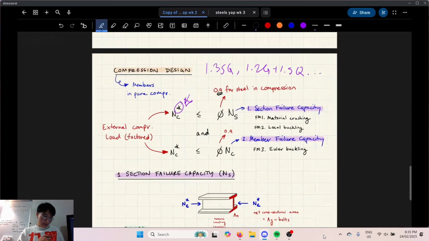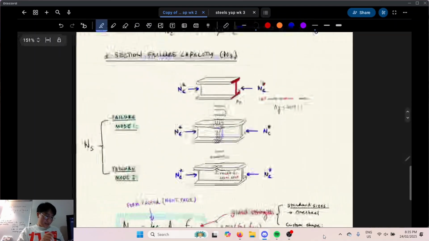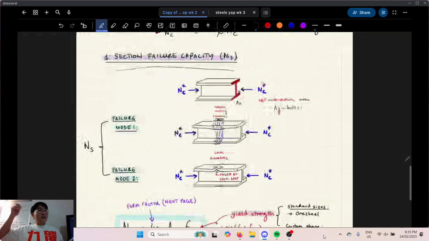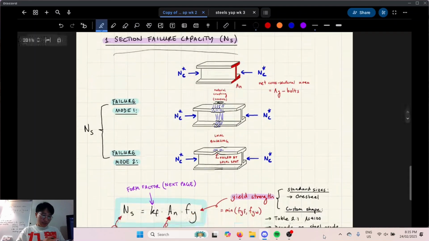Anyway, the first thing we're checking is the section failure capacity, and we're going to look at two failure modes. The first one's yielding, which is what I talked about. It's where you get your whole crushing thing, and there's no buckling at all. That's an ideal situation, I guess. Well, it's not ideal, because if you design every section like this, you're going to be wasting a lot of money.